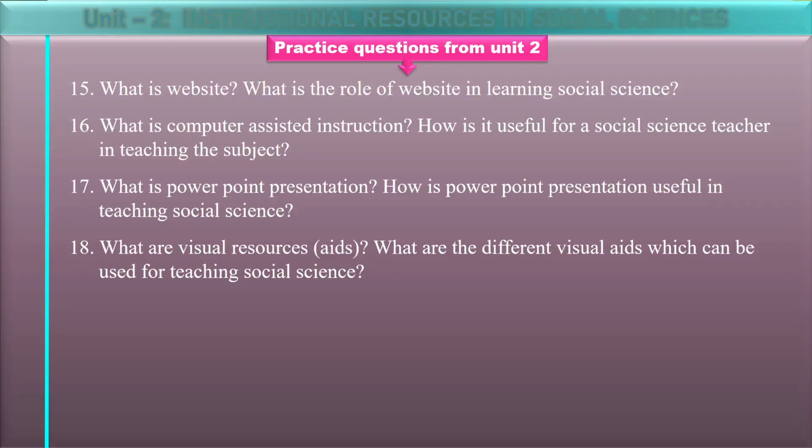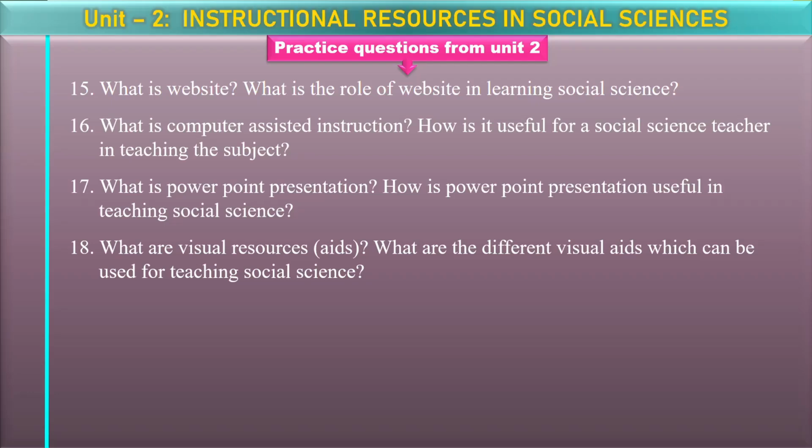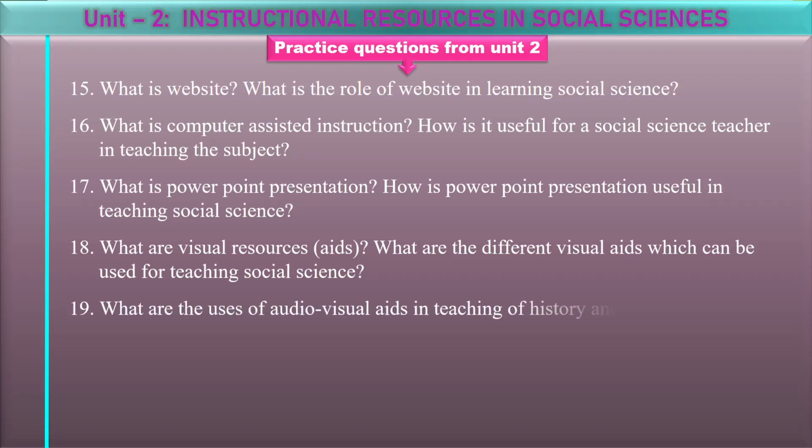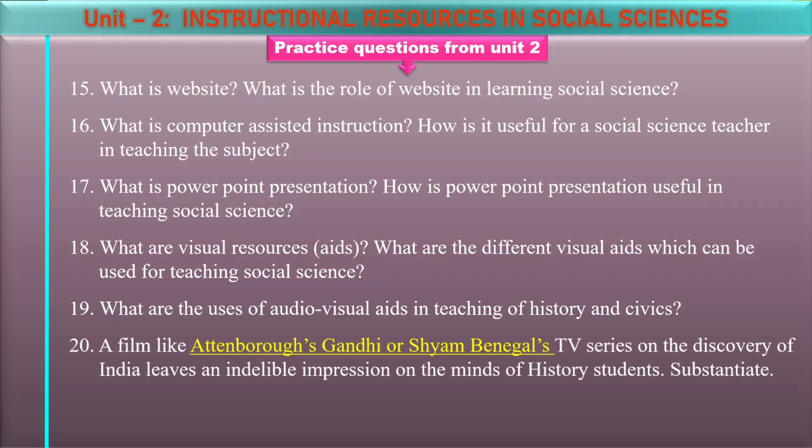See, there are three alternative words they use here: resources, aids, and materials. But they all mean the same. What are the uses of audiovisual aids in teaching of history and civics? So have a look at this question. This question I found is quite unique compared to the other questions.